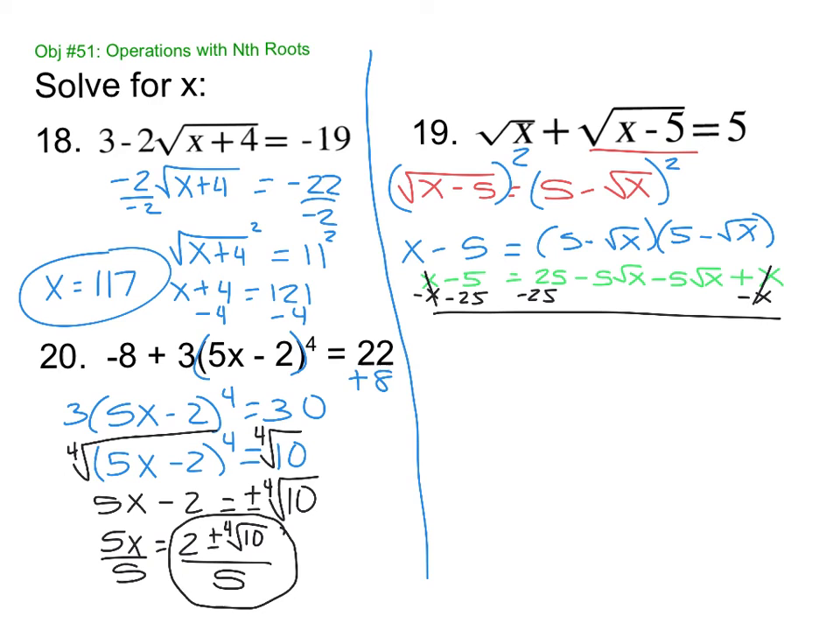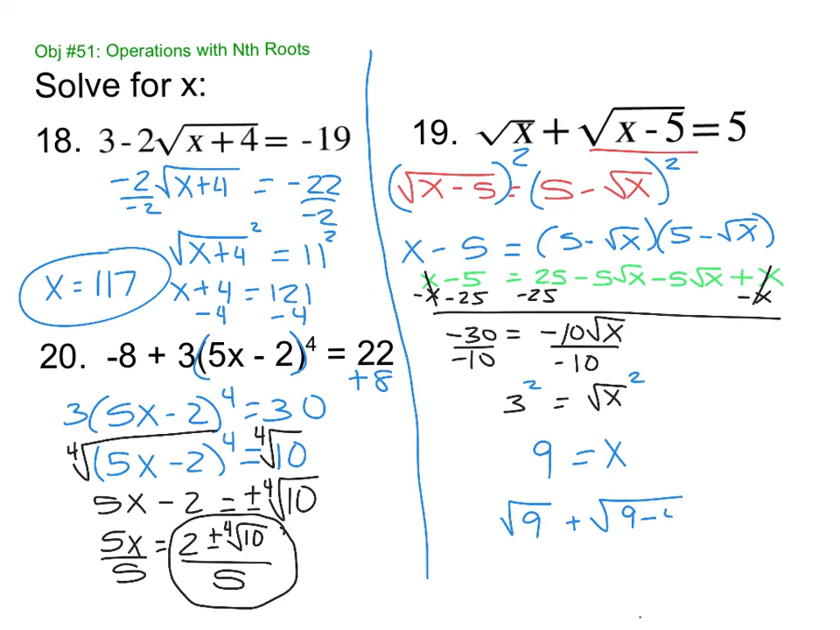So I get, I did something wrong. Oh, no, that's right. Negative 30 equals negative 5 root x, and negative 5 root x is negative 10 root x. Now, if these didn't divide nicely, I would actually leave that 10 there, but it does divide nicely. So this one's actually a kind of easy one, because everything just kind of goes away. And then we square both sides, x equals 9, right? And then make sure you check. Is the square root of 9 plus the square root of 9 minus 5 actually equal to 5? It is. Right? That's 3 plus the square root of 4, which is 2.